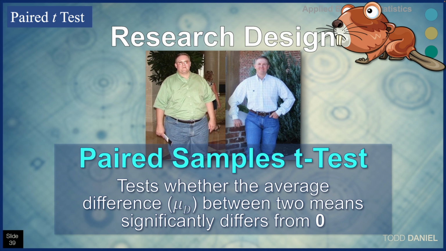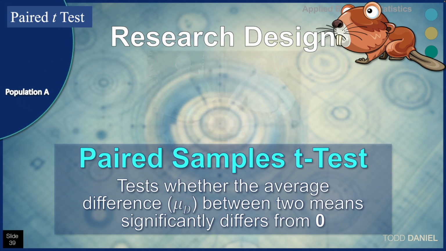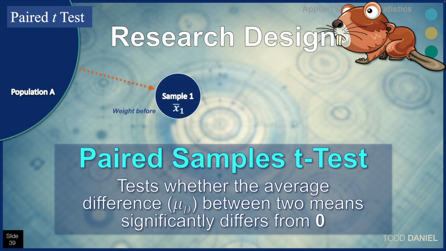A paired samples t-test tests whether the average difference between two means is statistically significantly different than 0. What we have is a population of individuals from which we choose a sample. That sample is going to have a mean, and we're going to call that the weight before. This is the starting weight. Then we measure them again at the end of the reality television show or at the end of the intervention, and we have a second weight. It is the weight after, which also has a mean. And we're looking for whether these means are different.